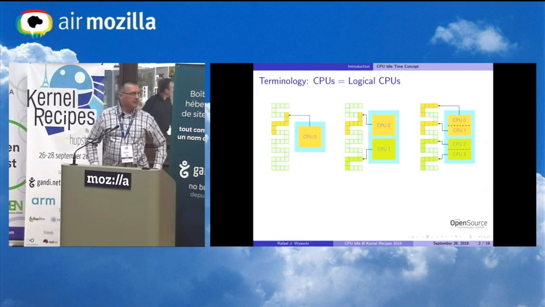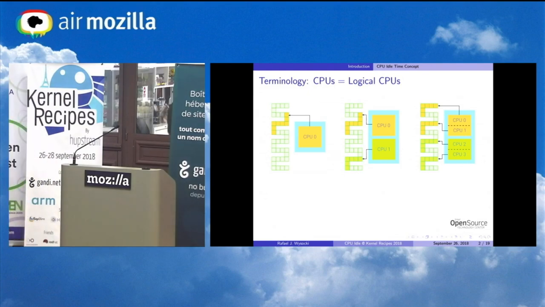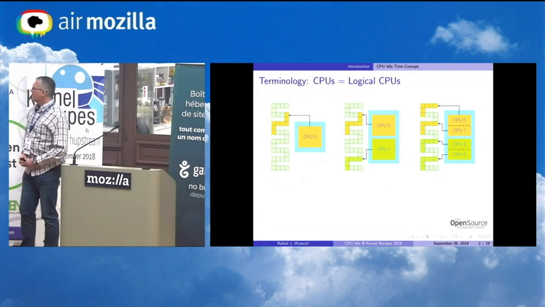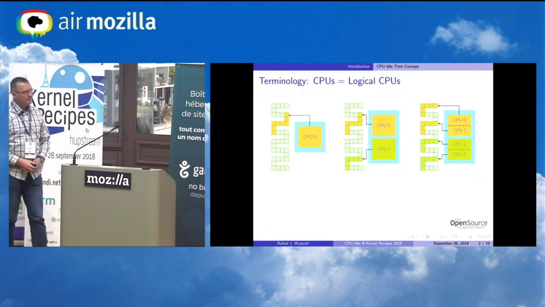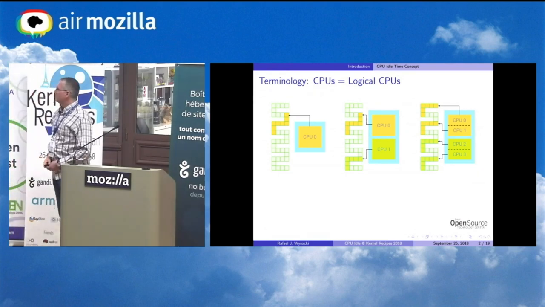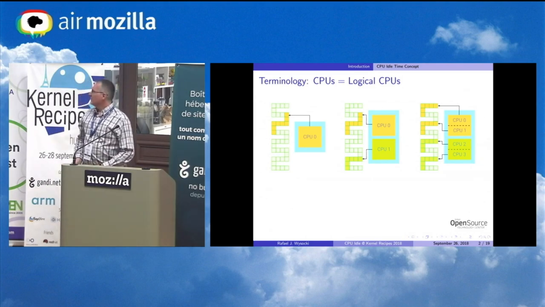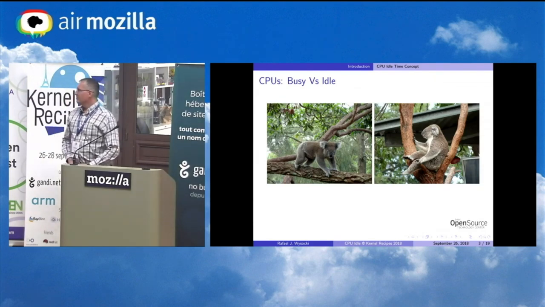So the situation is that this core and that core can actually fetch two sequences of instructions, or follow two sequences of instructions, and the CPUs are just interfaces for that. But the CPU scheduler in this case sees four CPUs, even though there are only two cores that are independent. And the same thing applies to the idle time management subsystem. Okay, so CPUs can be busy or idle, as illustrated by those photos.